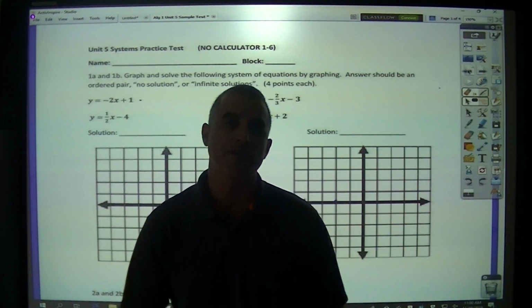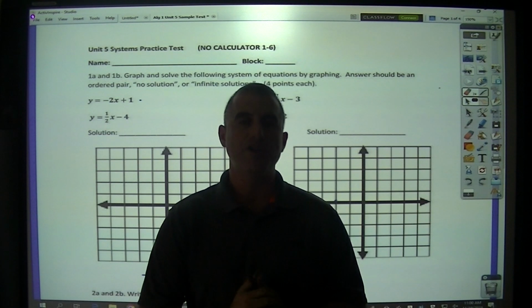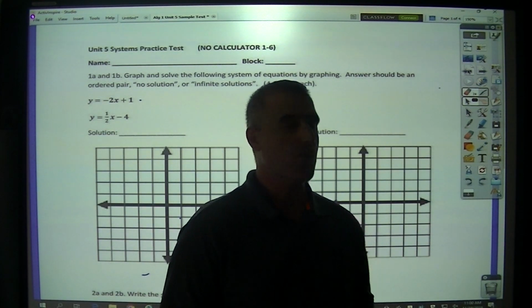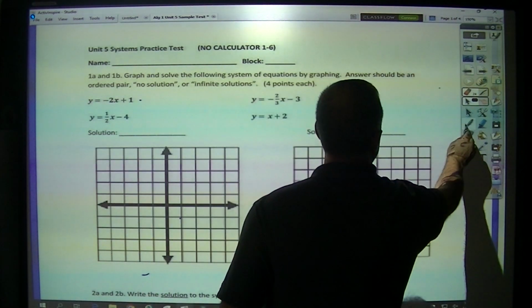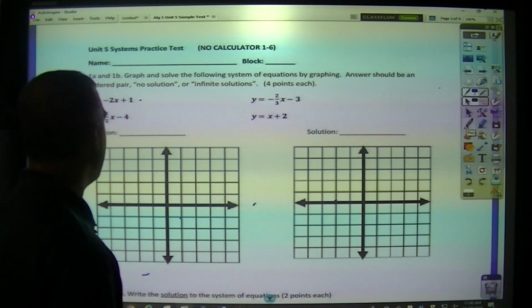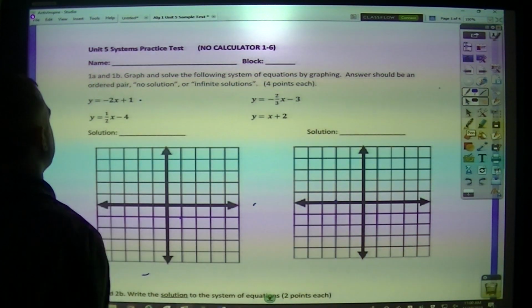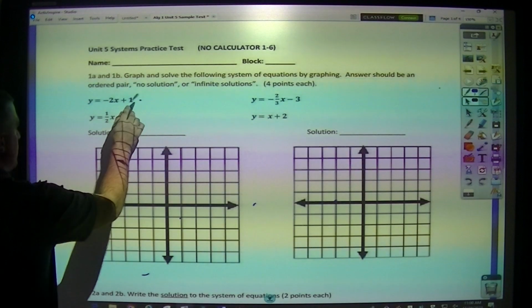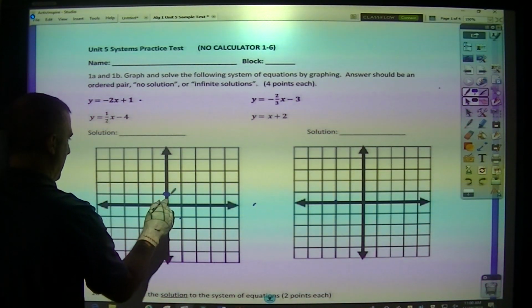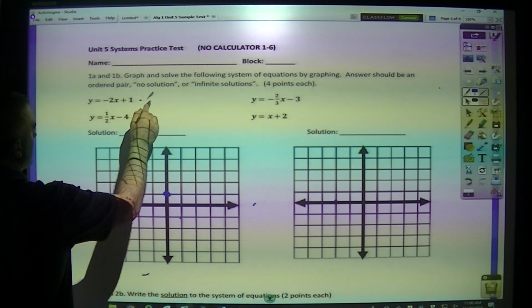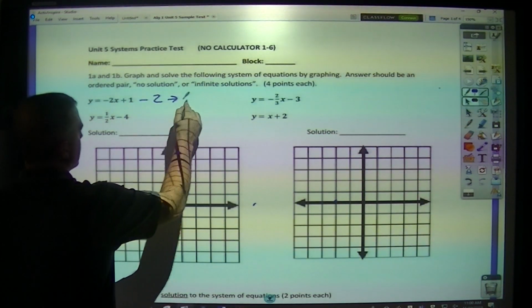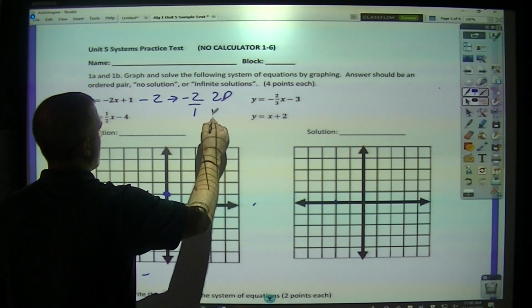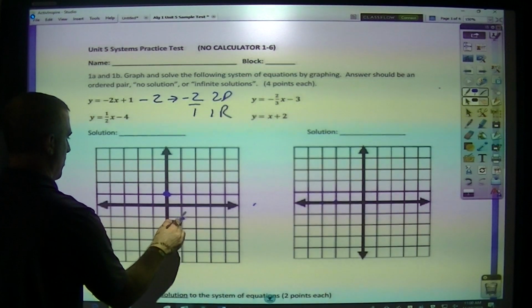Okay, this is going to be the review for Algebra 1, Systems of Equations. The first part will be no calculator, so it's asking us to graph this. I want to start at 1, so I'm up 1. Then my slope is -2, which means -2 over 1: 2 down, 1 right. So 1, 2 down, 1 right.